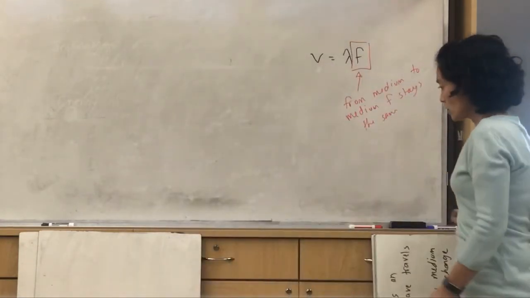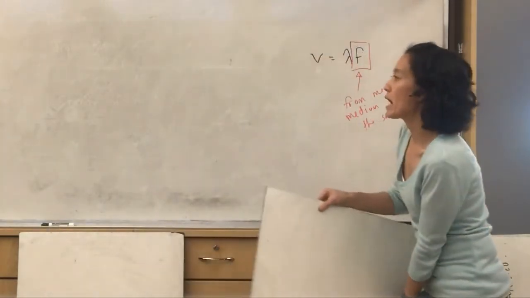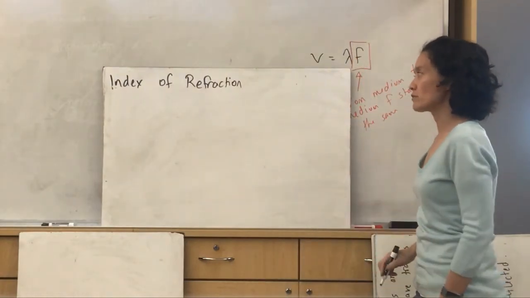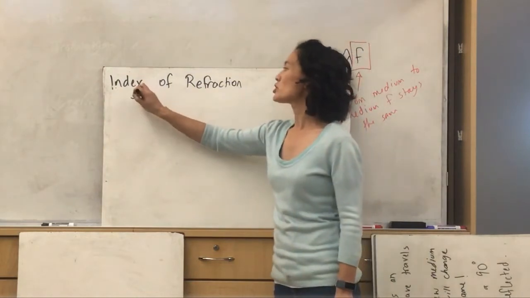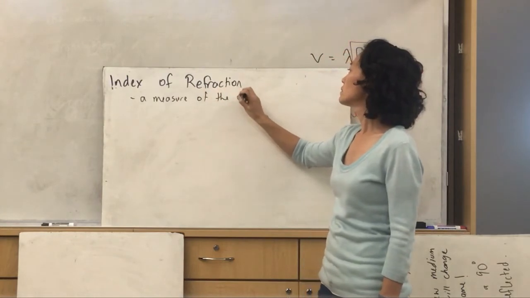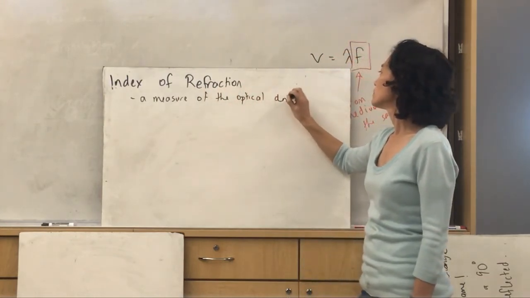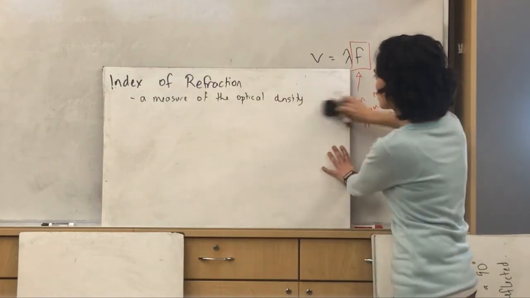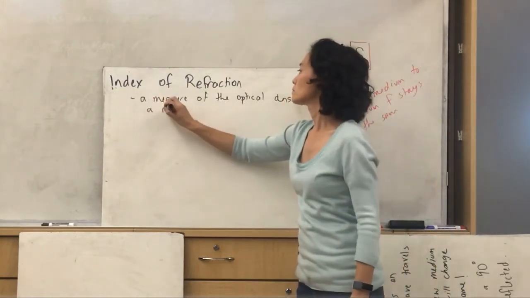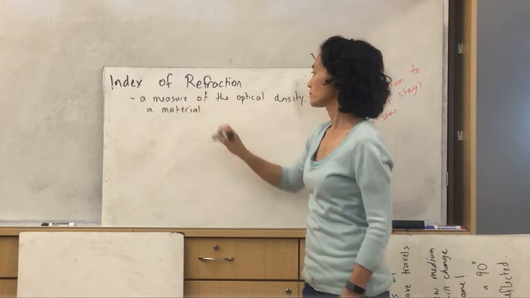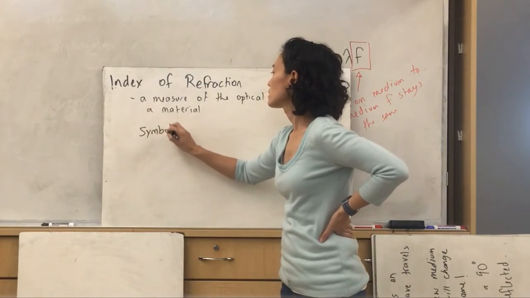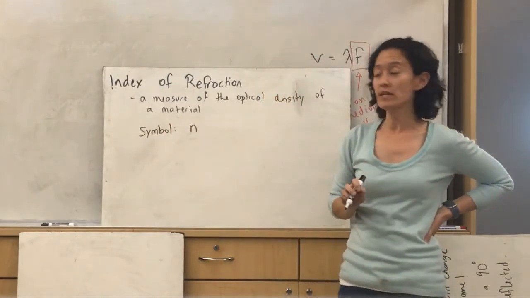So, when the light wave goes into the new medium, how do I know what the new wave speed, the new wavelength is going to be? And that is defined by a property called index of refraction. So this is kind of like a measure of the optical density of a material. And the symbol for it is the lowercase n symbol.